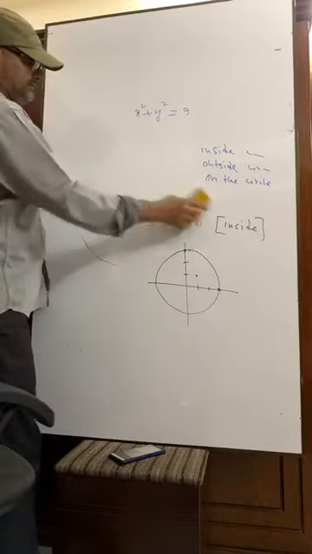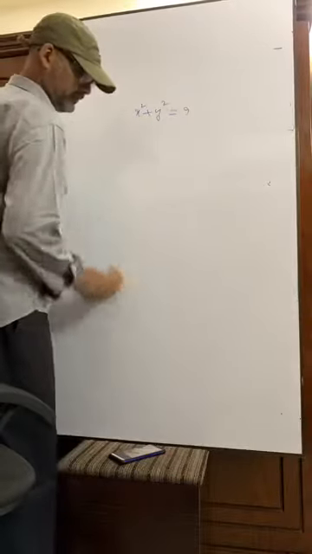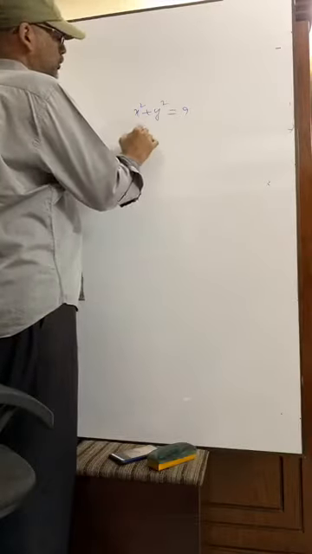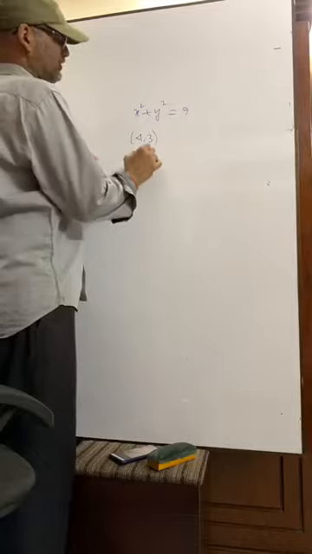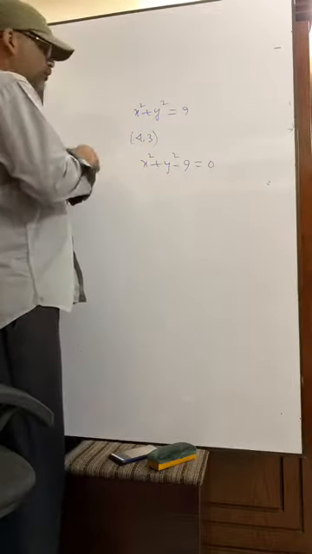Now, if I give you another point, suppose (4, 3), where does it lie? In the same way, x square plus y square minus 9 equals 0. Then what is the left hand side?